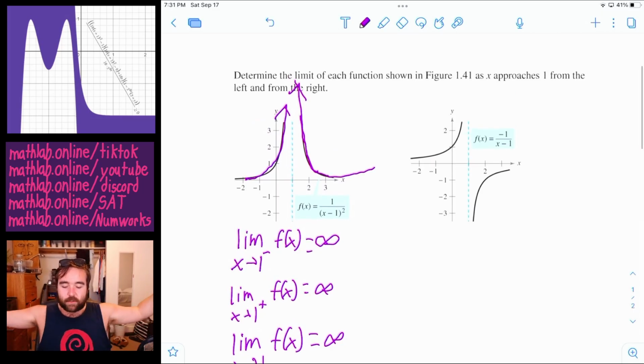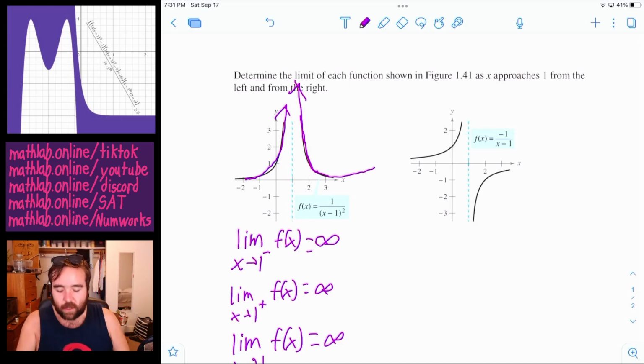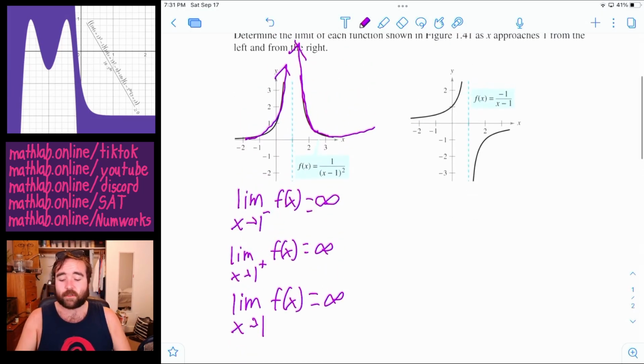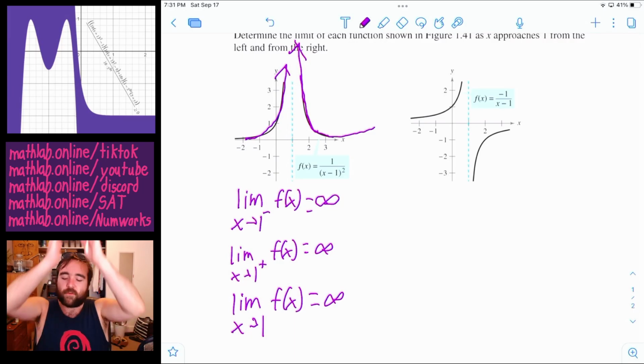Because look how, as you approach 1 from both sides of this function, they're both going up. So again, I don't really think it's totally proper to write that something's equal to infinity, but I'm down for it. They're both going up to infinity. I like it.